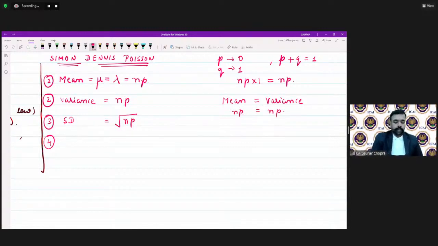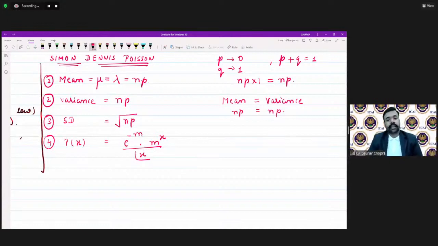Now the fourth formula is for calculation of probability. The formula is very simple. E to the power of minus m multiplied by m to the power of x divided by factorial x.